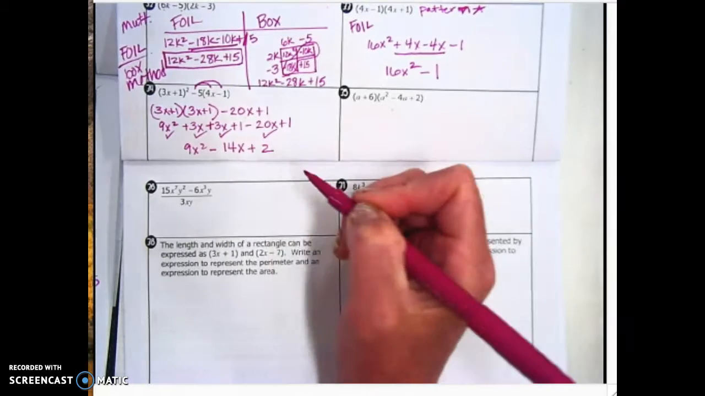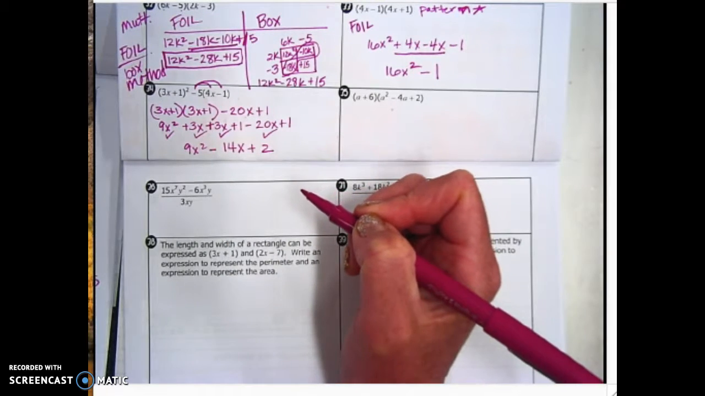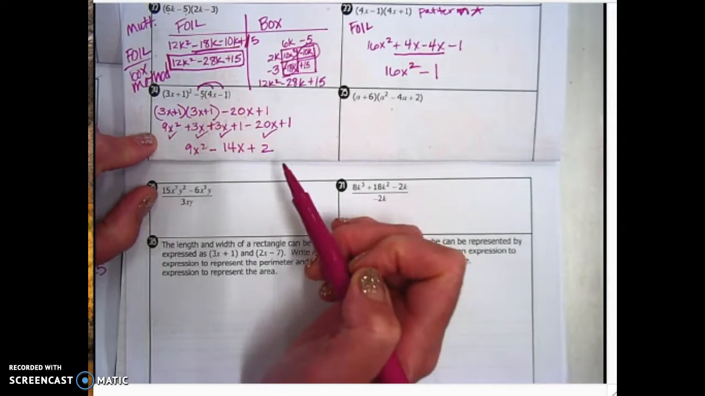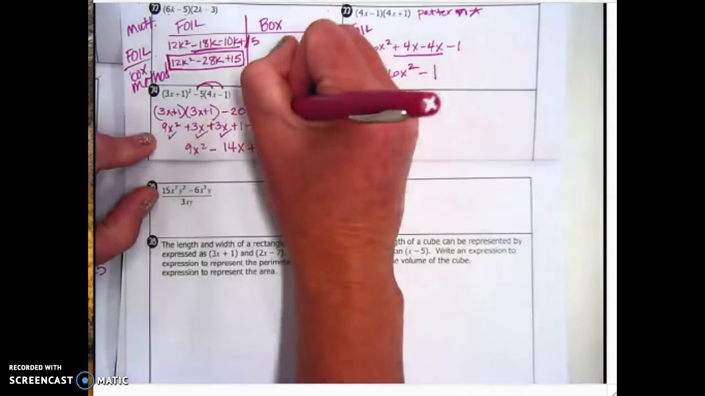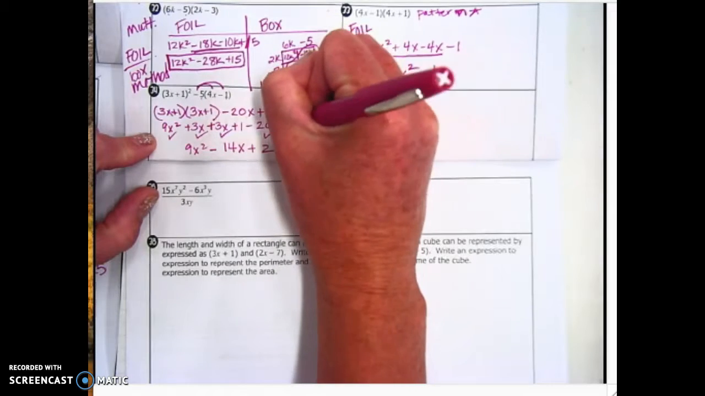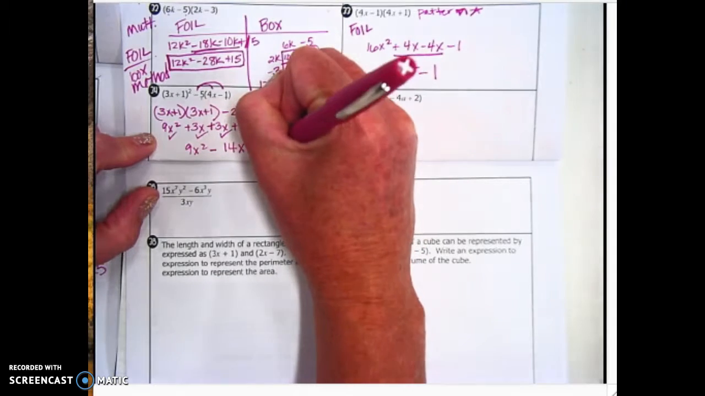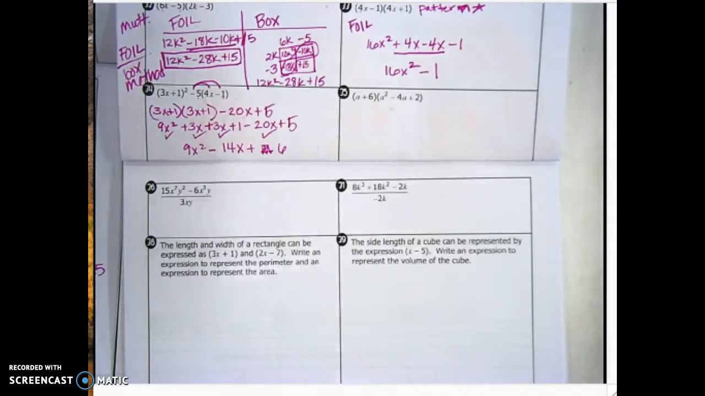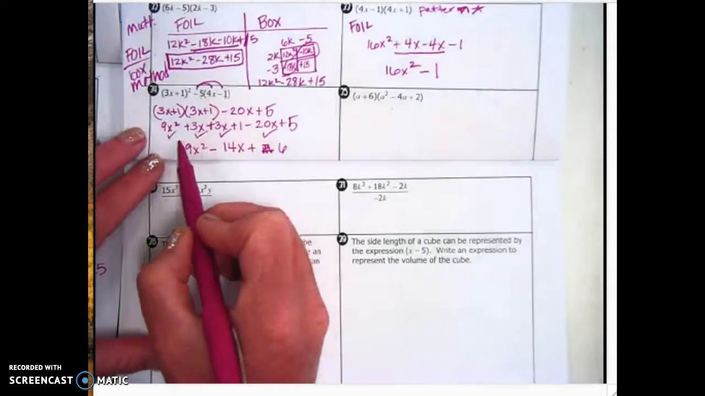Did I miss something? Oh, when I distributed here, negative 5 times negative 1 should be plus 5, not 1. So this should be a 5, which makes this a 6. Is that what you were saying? Yeah. Thanks for catching that.